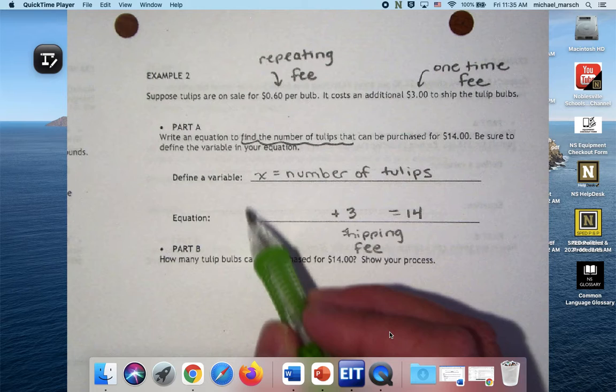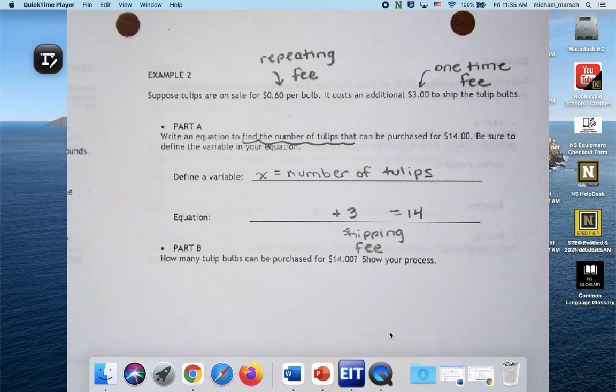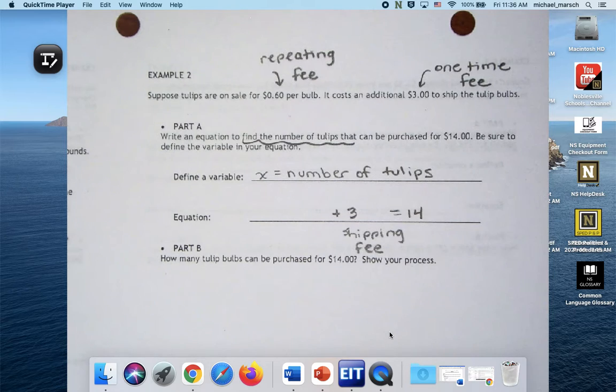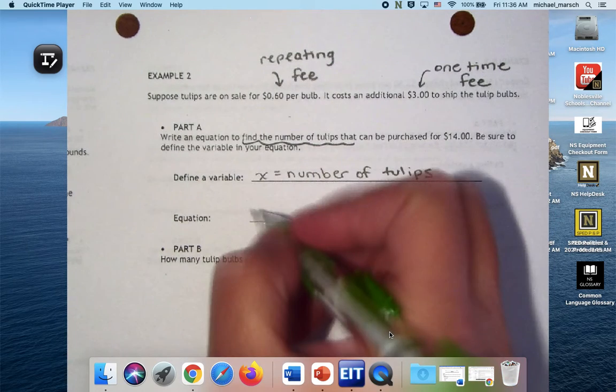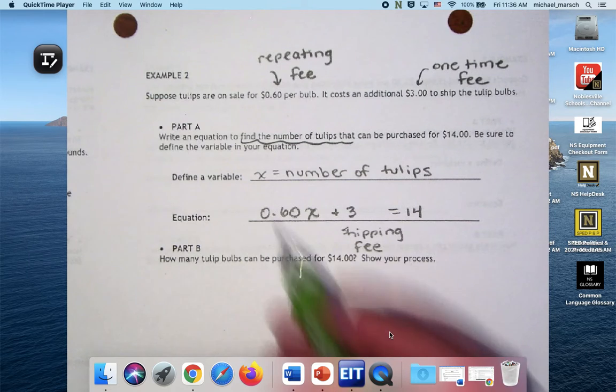How am I going to show in an equation that I'm repeatedly buying tulip bulbs? I'm going to show multiplication, right? So how do we show multiplication with a variable? You could use parentheses, or right, we just put the number right next to it. We smush them together. The coefficient is right next to the variable. So I'm going to have 0.60x. So this is the price per bulb.